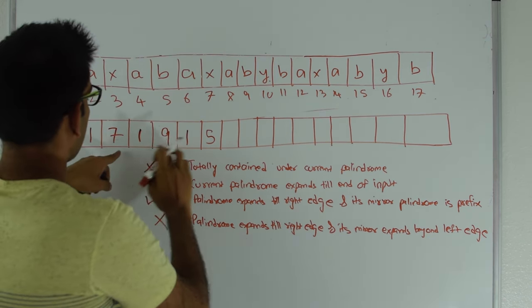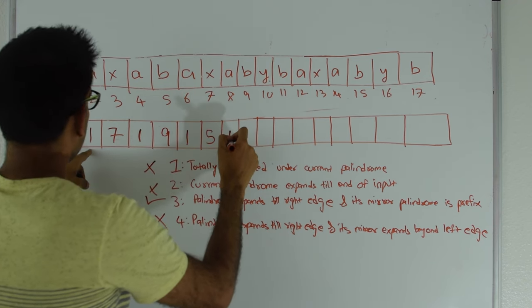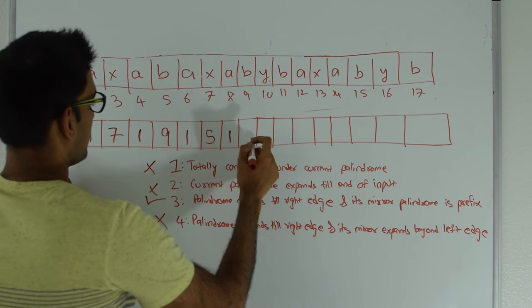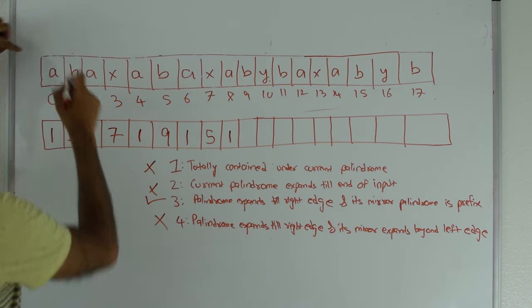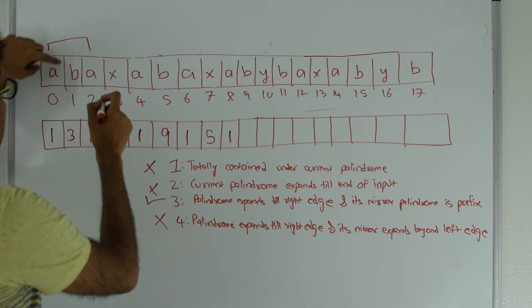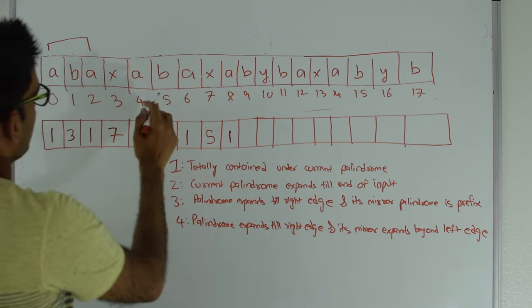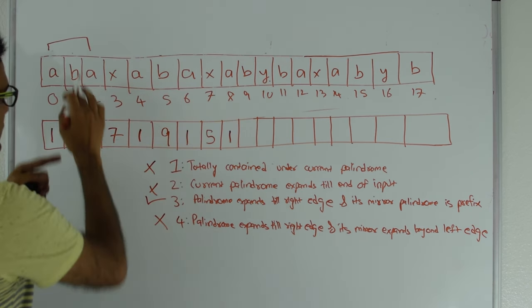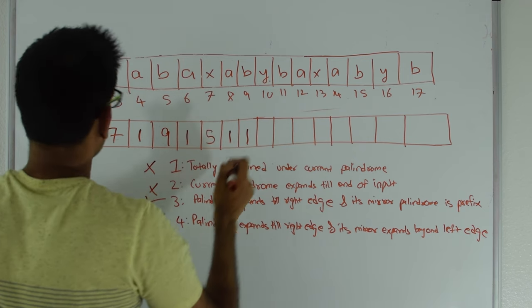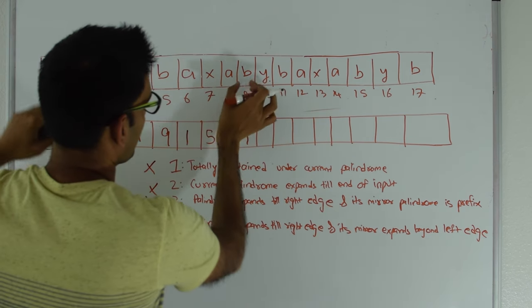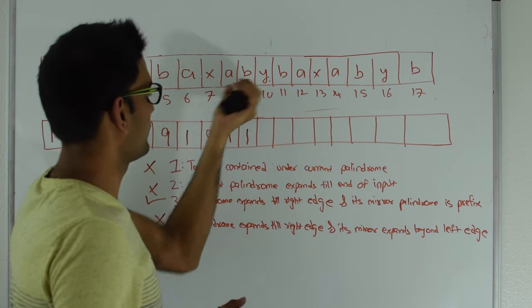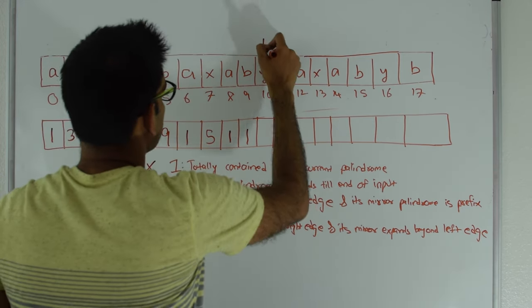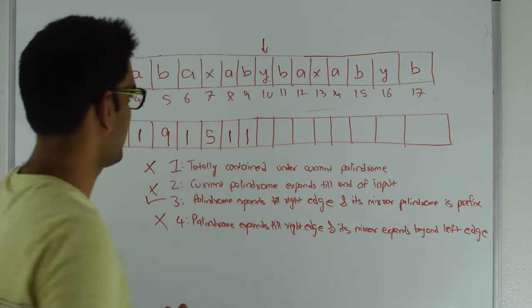So then we go here. This is totally contained, so it's a case number 1. Then we go here. Again, this B has a palindrome which goes beyond the left center of the palindrome under center B. So again, this B should not be the new center, but we'll just put the value 1 here, which is a total sense palindrome under center B. So our next center will be Y, since none of the other guys match the criteria.